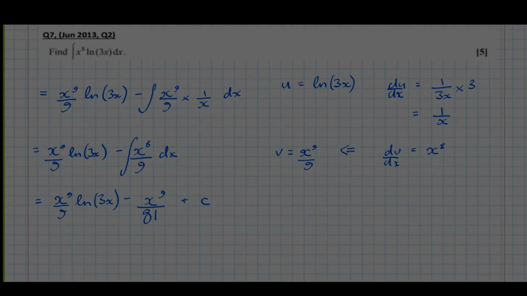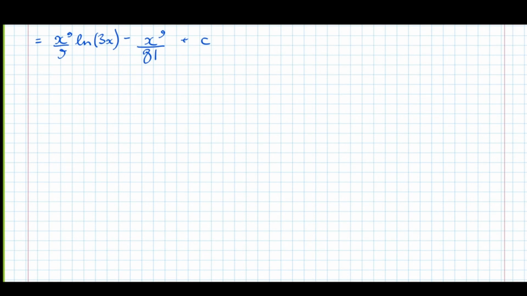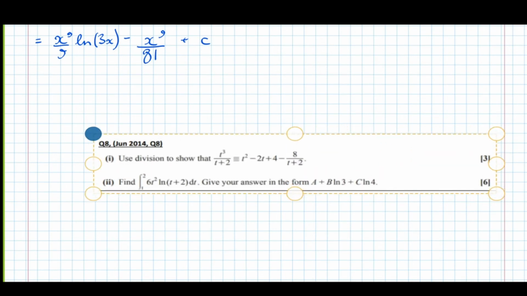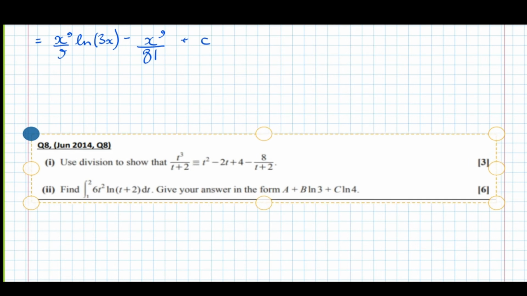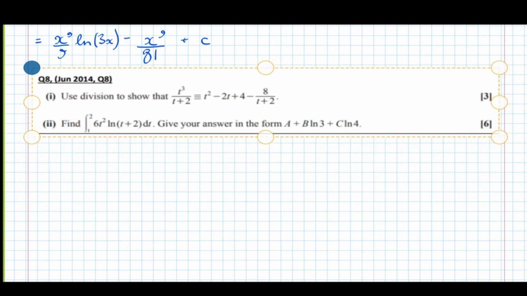So here's a rather fiendish looking one here. Take a look at this. I'll give you a couple of minutes head start again.